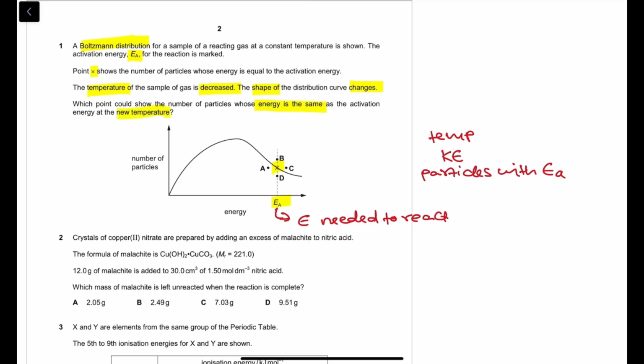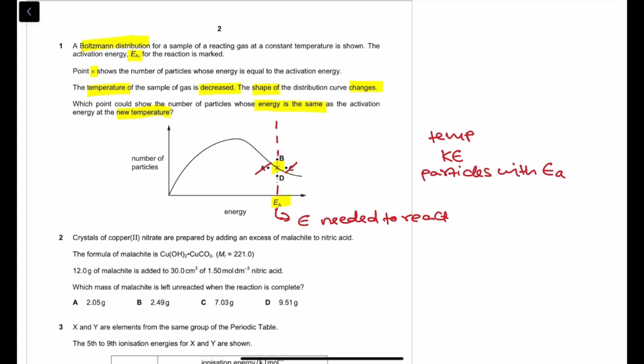temperature? So since we're at the same activation energy, which is presented on the x-axis, the particles must be along this line, because along this line is all the particles that have the activation energy. So we can already eliminate options A and C. Now, the two options we're left with are B and D. One is lower, one is higher.